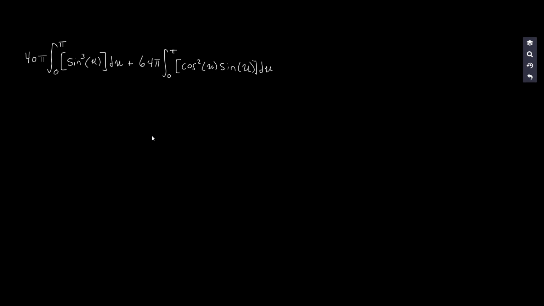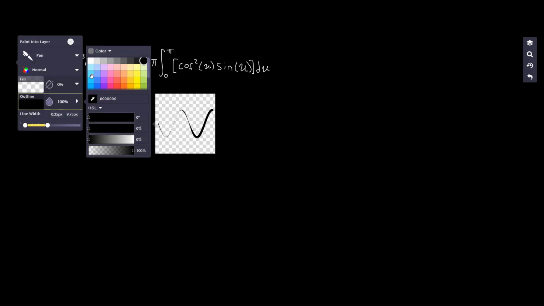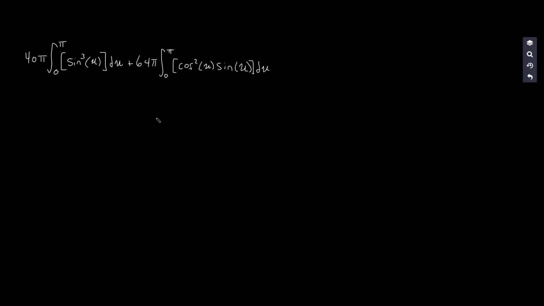We're gonna have to use an identity here for sine squared. Well, not exactly. Basically what I'm trying to say is this: this is gonna become 40 pi times the integral from 0 to pi of sine squared of u times sine of u. We just broke one off. Integration with respect to u.